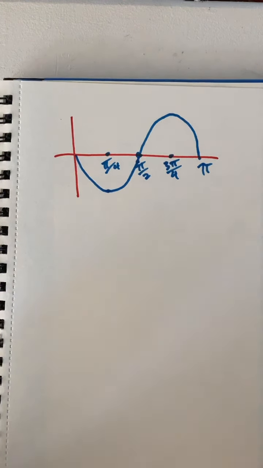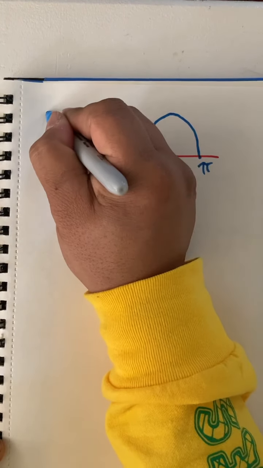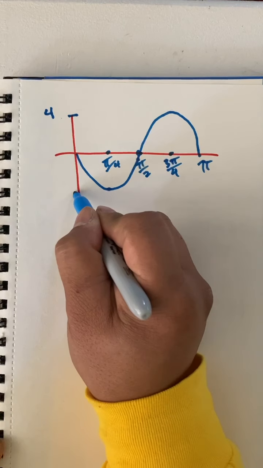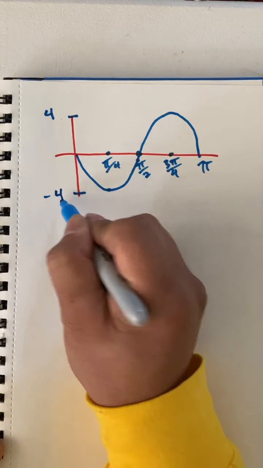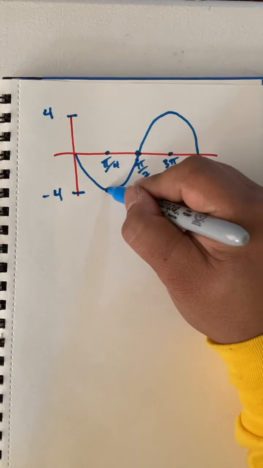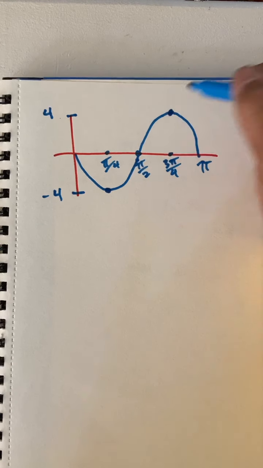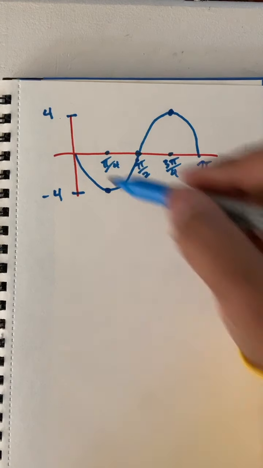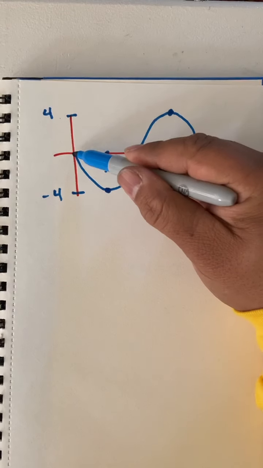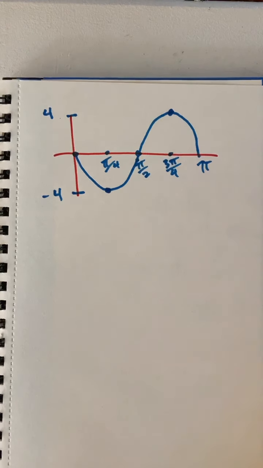And our amplitude goes all the way up to +4 and -4, okay? So that helps draw these points right here. And it starts out going down for a sine wave because it was -4. All right.